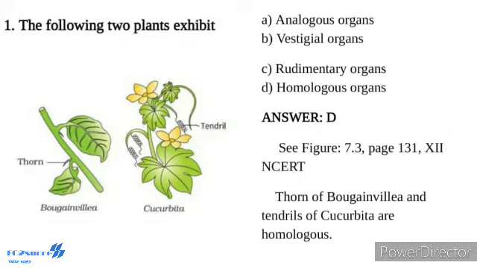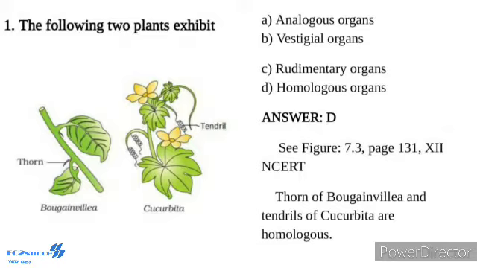Homology indicates common ancestry. Other examples are vertebrae, heart or brain. In plants also, the thorn and tendrils of bougainvillea and cucurbita represent homology. Homology is based on divergent evolution, whereas analogy refers to a situation exactly opposite.